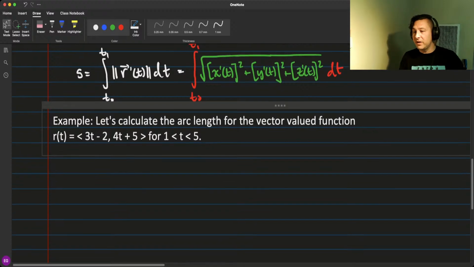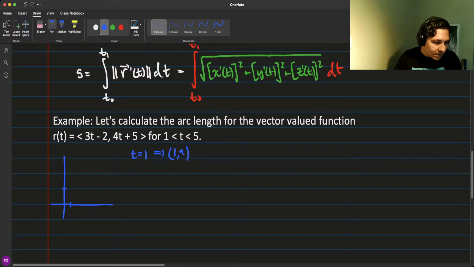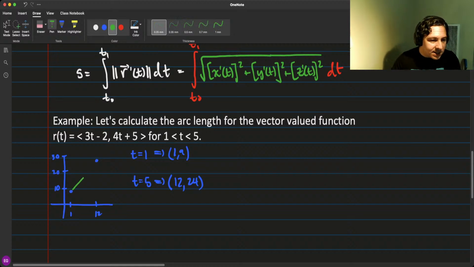So we want to find the arc length from 1 to 5. Basically what you've got here is a line segment that looks like this. If you plug in t equals 1, what was the point that we got? We got 1 comma 9. So if this is 1 and that's like 10, 1 comma 9 is right there. And if you plug in 5, what did you get? It was 12 comma 24. So 20 would be right there, 30 would be right there, say 12 is right here. 12 comma 24. So you get this line segment right here. This is the distance that we want.